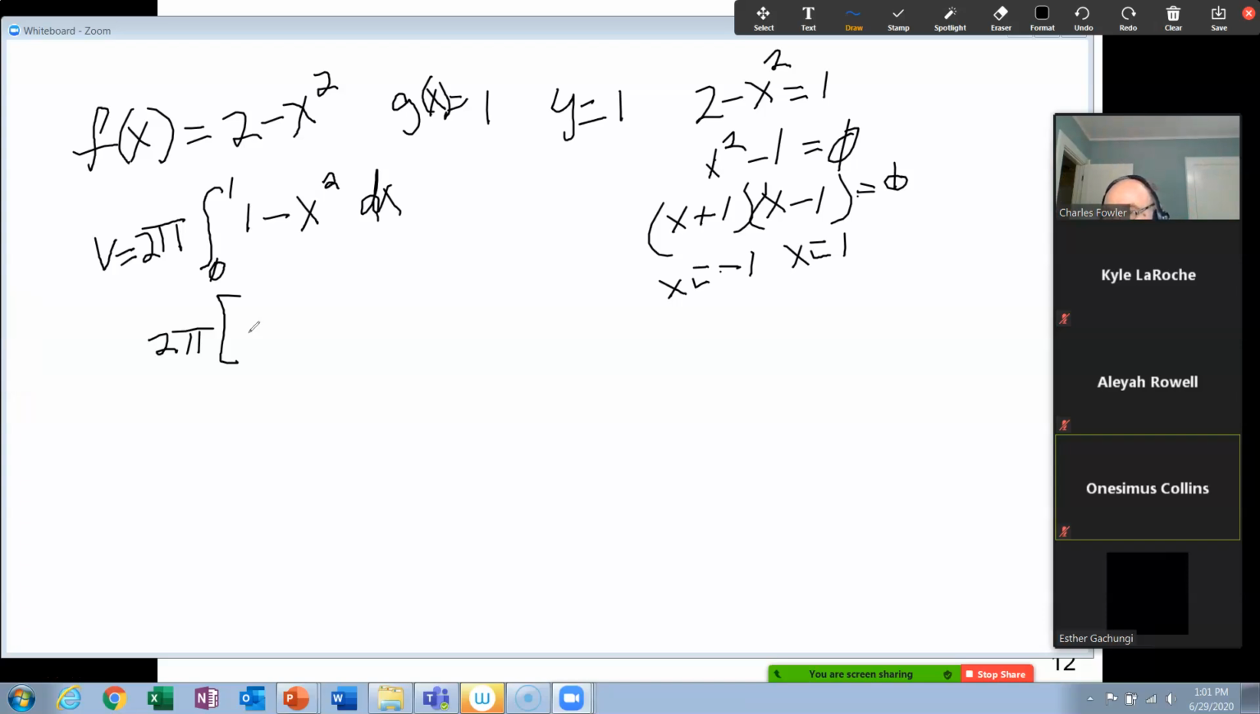Say again? Yes, 1x or just x. Okay. Antiderivative of x squared. Hint, it has an x in it. X cubed over 3. I hope y'all know these, right? Okay. And then we're going to evaluate that from 0 to 1.